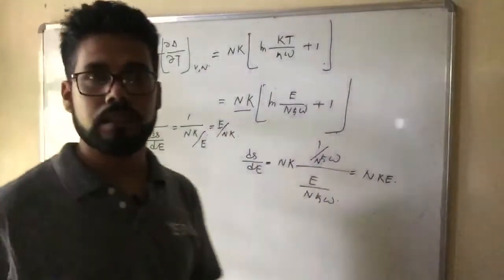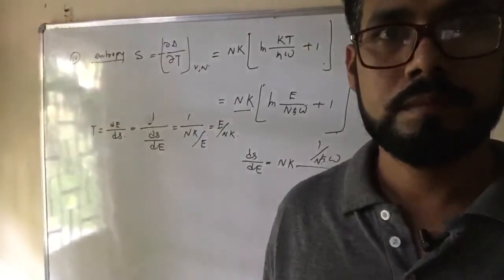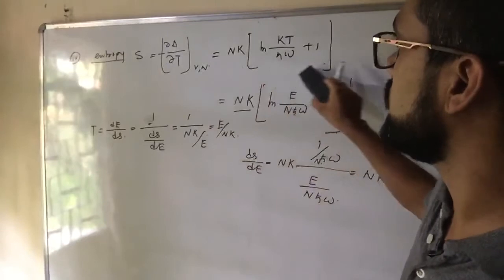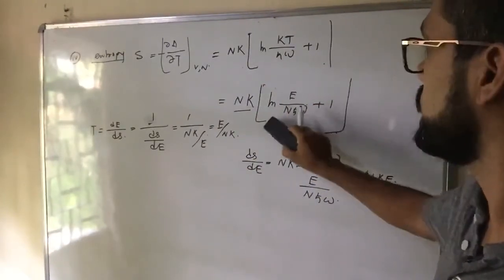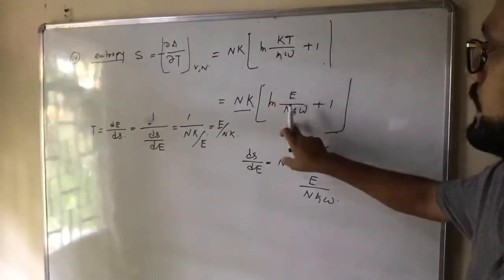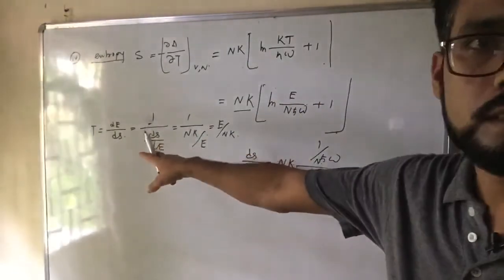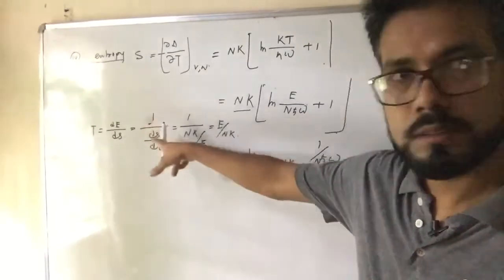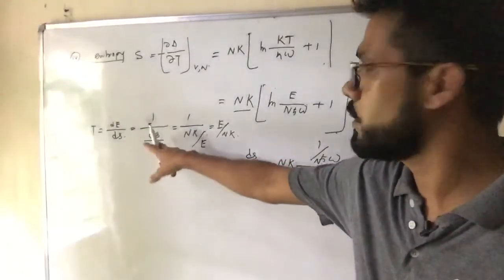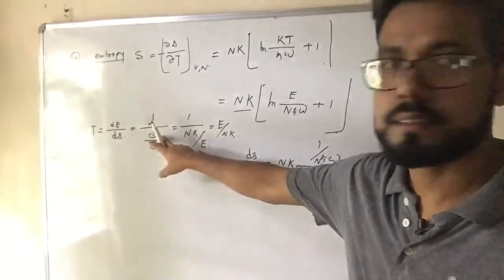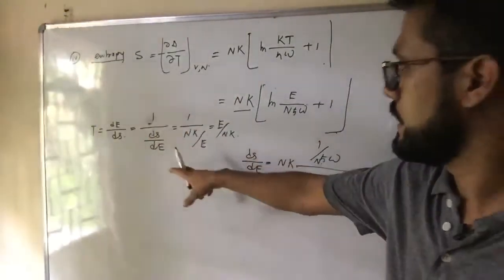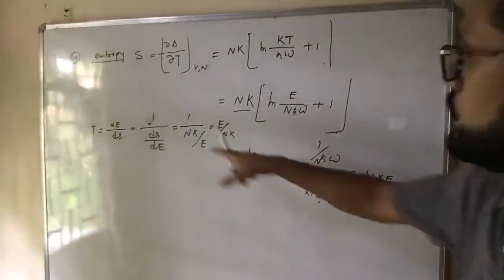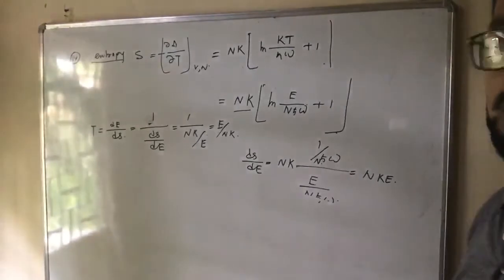This question comes in the NET exam. This is very easy. Entropy of a harmonic oscillator is given by this one, or you can express kT replaced by E. Now find the temperature. Temperature is from the thermodynamical relation, temperature equal dE by dS, or reverse. You can take the inverse of dS by dE. Why? Because S is given, that's why S is kept in the numerator part. We differentiate with respect to E, and whatever value we get, we put it in. This is a 5-mark question.